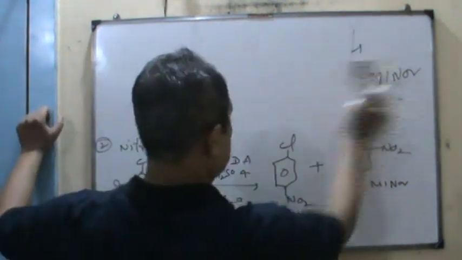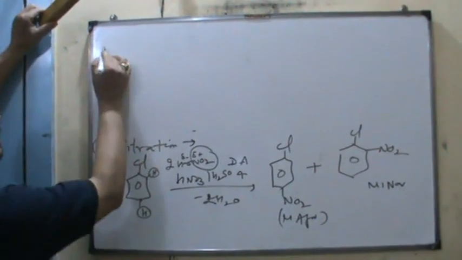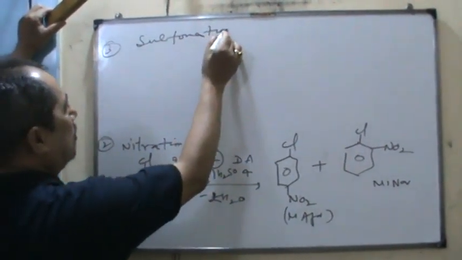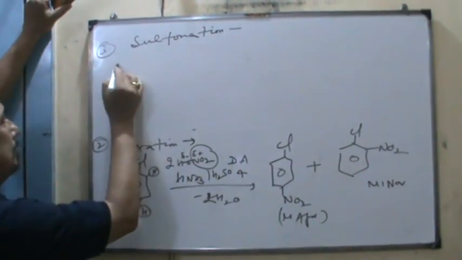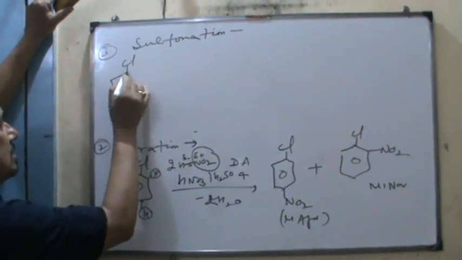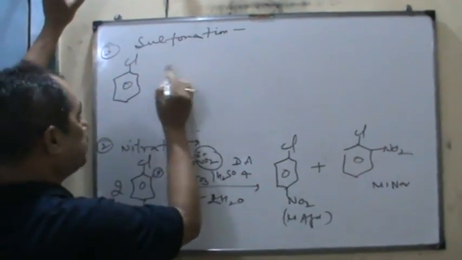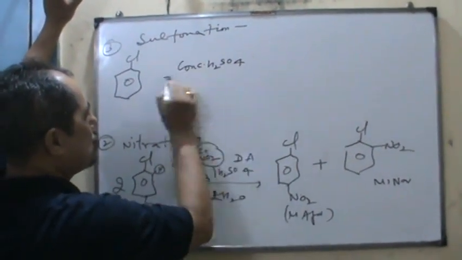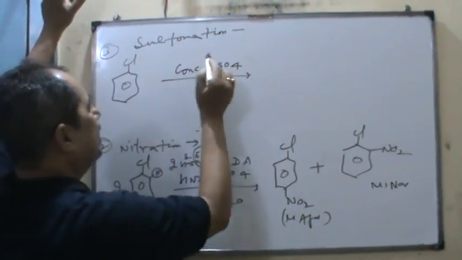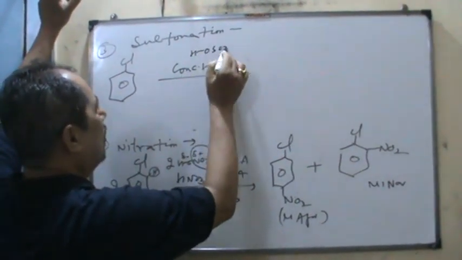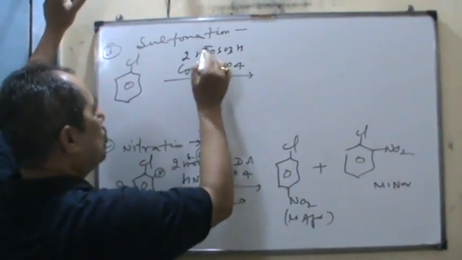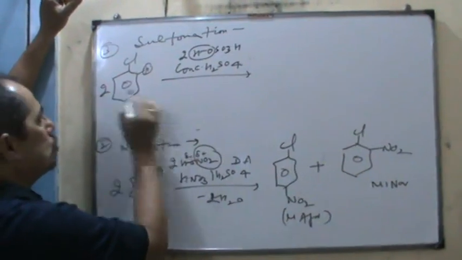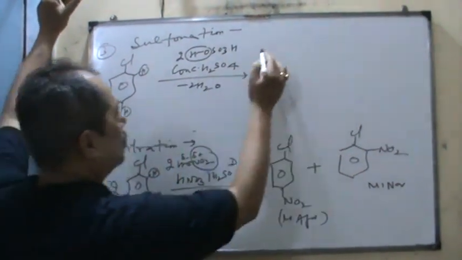Next is the sulfonation. The third is the sulfonation. You take it in presence of fuming or concentrated sulfuric acid, which is the concentrated H2SO4. So dear student, here HOSO3H. Take two molecules to balance this reaction. Replace the hydrogen from ortho and para. You take two molecules, water is lost.